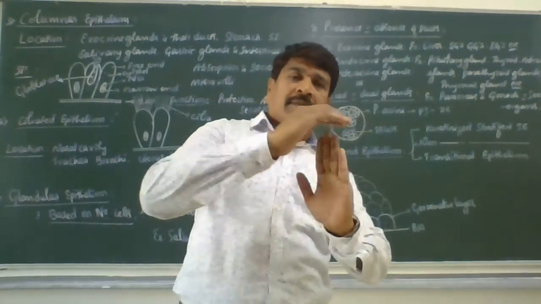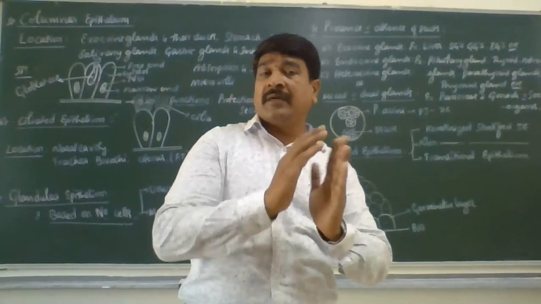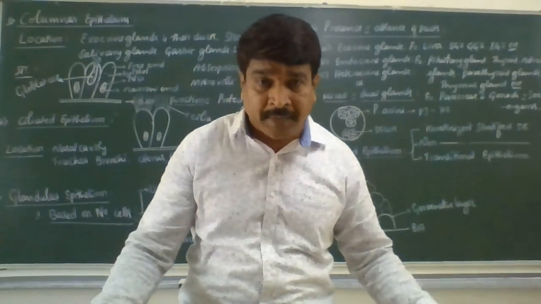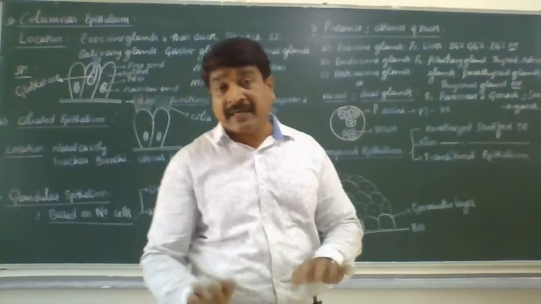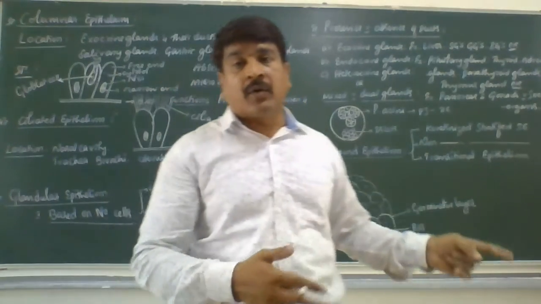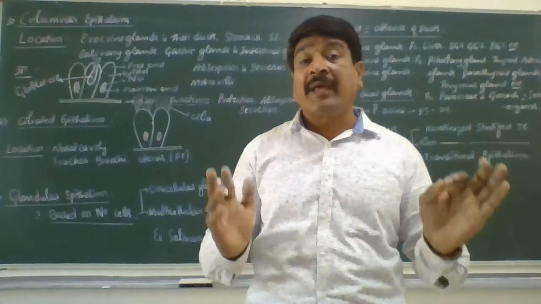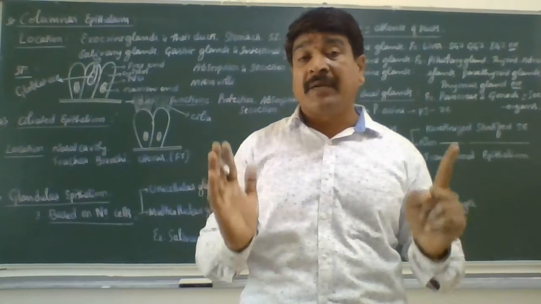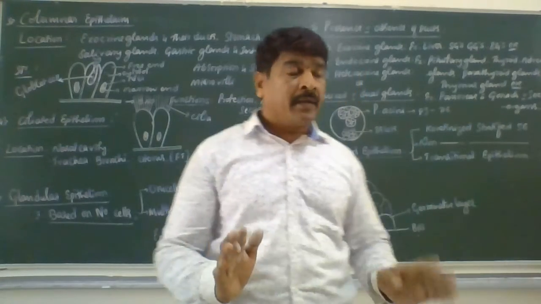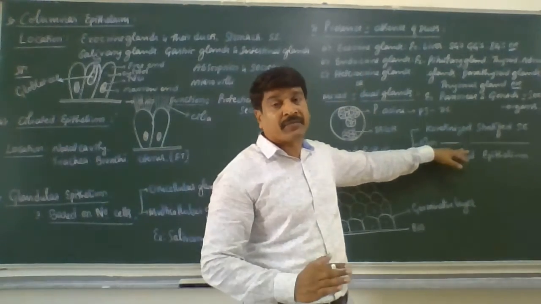Here, in the outermost surface of the cells, keratin is completely absent. Hence the cells are living. And these cells undergo considerable wear and tear. That also you should remember. Clear? So this is the non-keratinized stratified squamous epithelium.